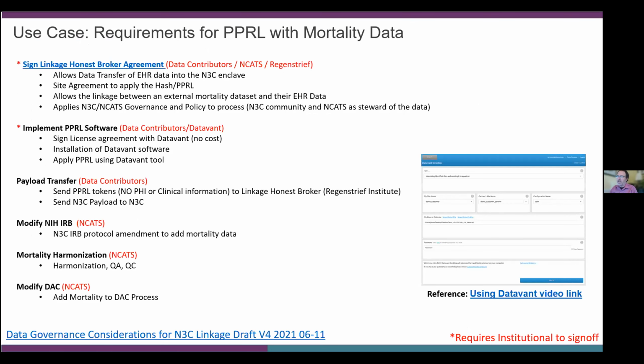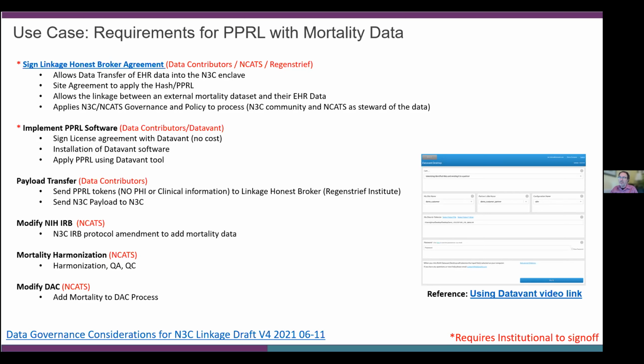Okay, so what does this take to do this? And this is where I'm starting asking for your help. If you are a site, and I'm using mortality data as the example, soon from NCATS, you will get a copy of a linkage honest broker agreement. This is an addendum to your data transfer agreement. And like I said, this is the agreement that you're signing that's saying, I will participate, and that commits me just to deduplication. You can go in again later and say yes or no to linkage and cohort discovery, but that's the minimum.